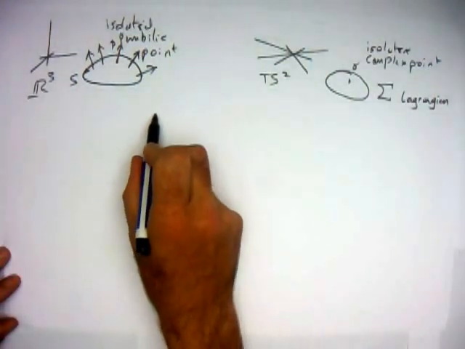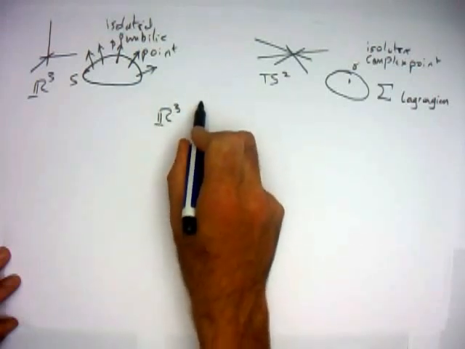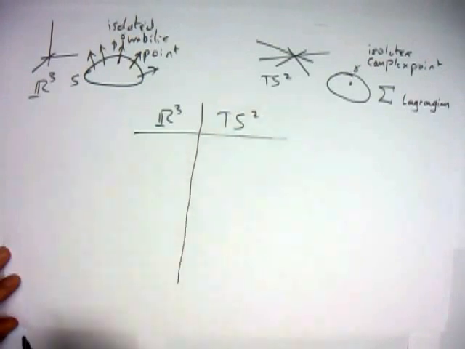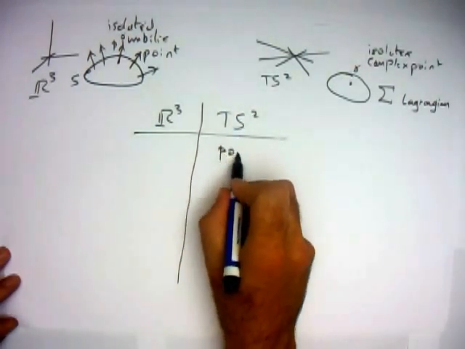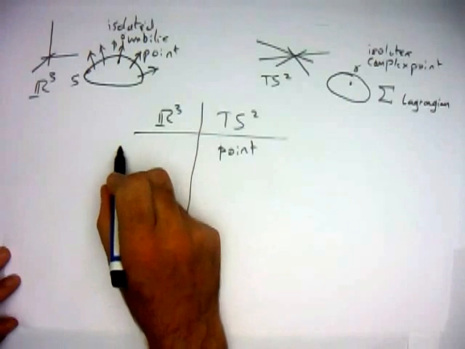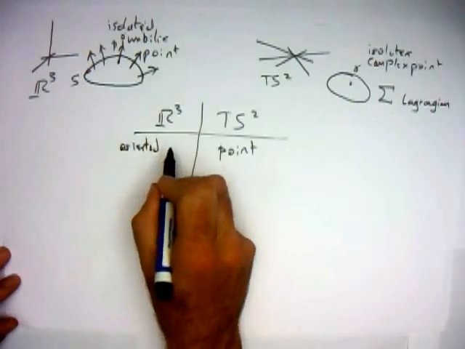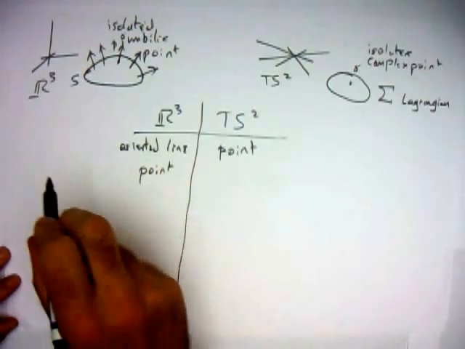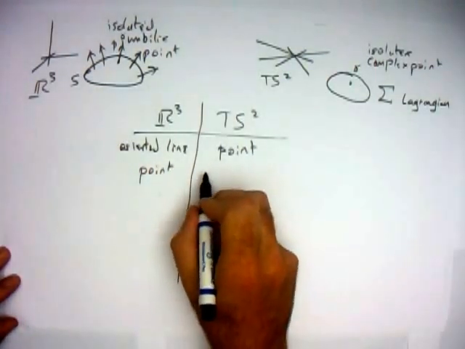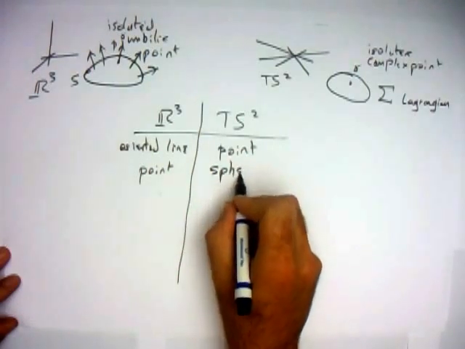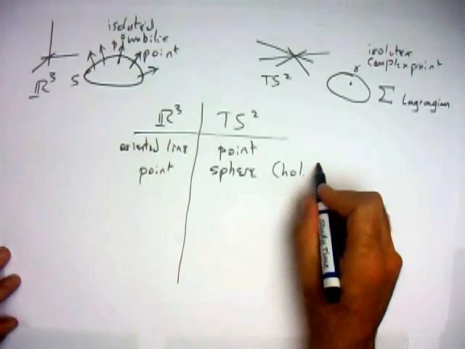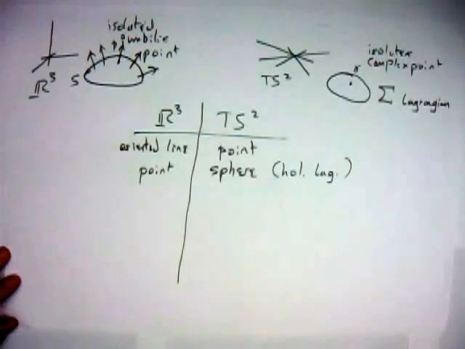So let's give a quick dictionary back and forward between OR3 and TS2, the space of oriented lines. The first thing is, of course, a point in TS2 corresponds to an oriented line in OR3. So that's the definition. On the other hand, if you wanted to go the other way, take a point here. It's described by all the lines that pass through the point. So this would, in fact, give you a sphere. And this sphere, by the way, is holomorphic. It's complex everywhere, and it's Lagrangian. Holomorphic Lagrangian sphere.